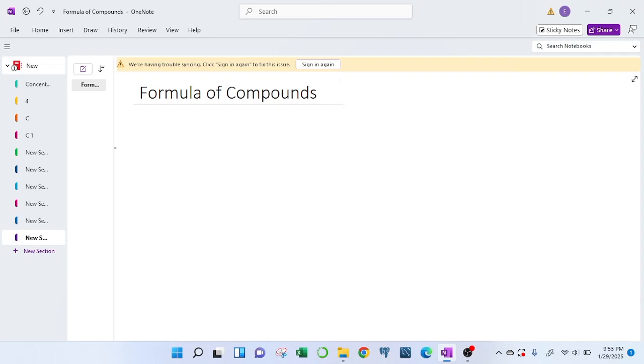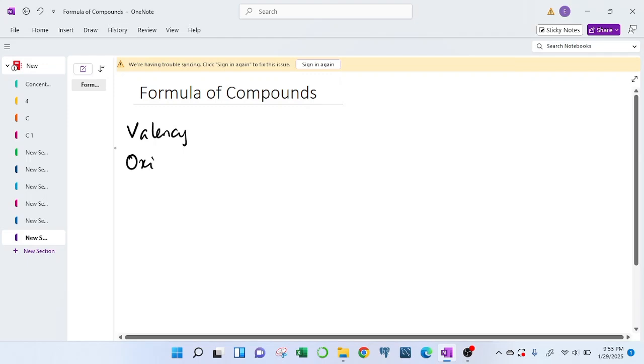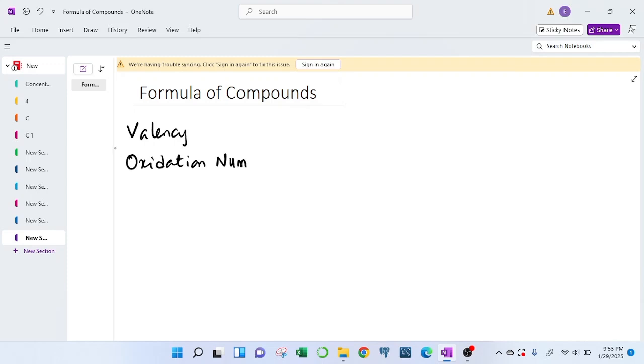Now, first thing is, these two words are used interchangeably. Some tell you oxidation numbers, while some tell you valency. At times they are the same, at times they are not the same. So there's a thin line between valency and oxidation number.